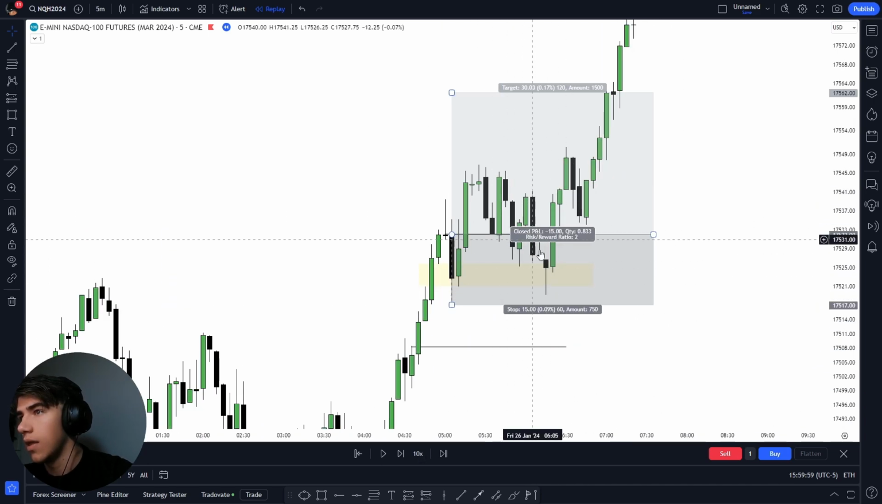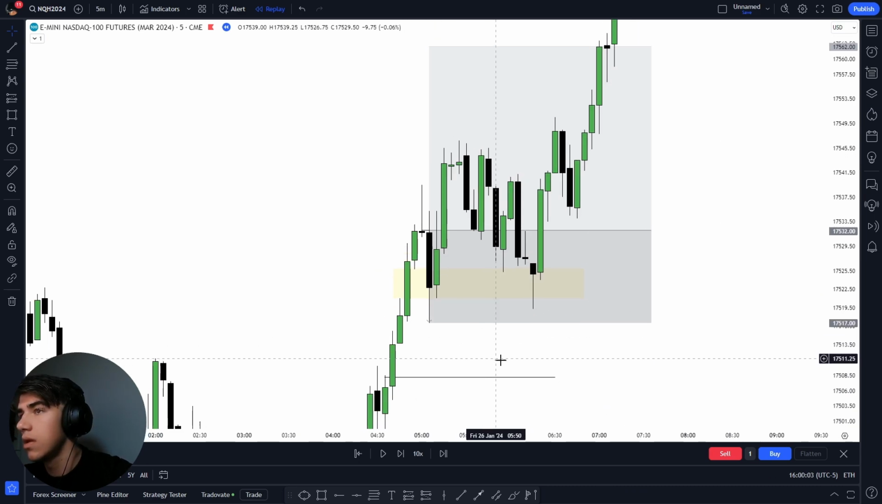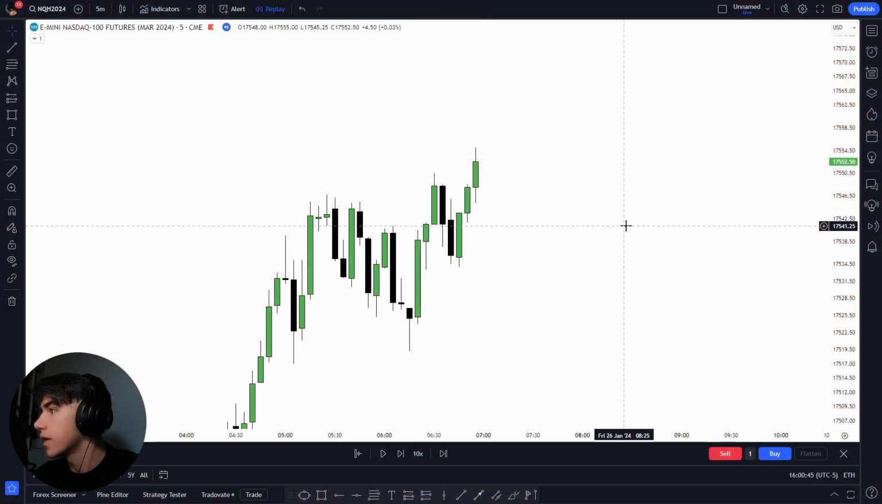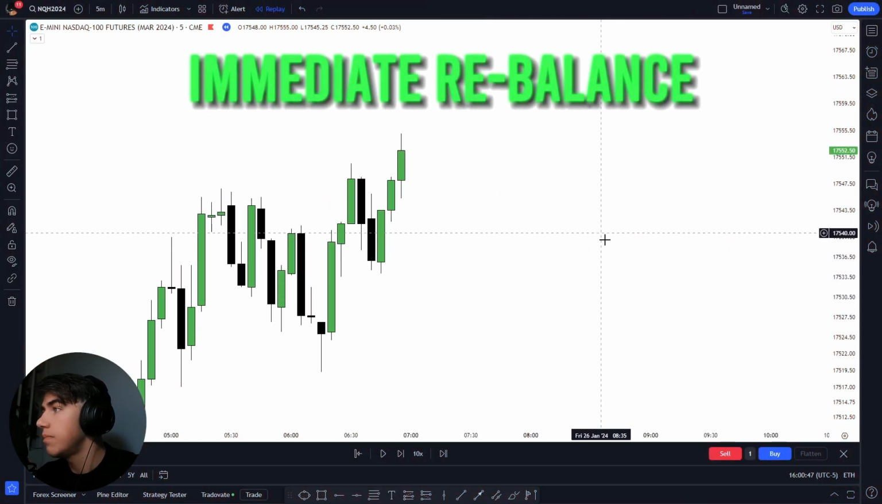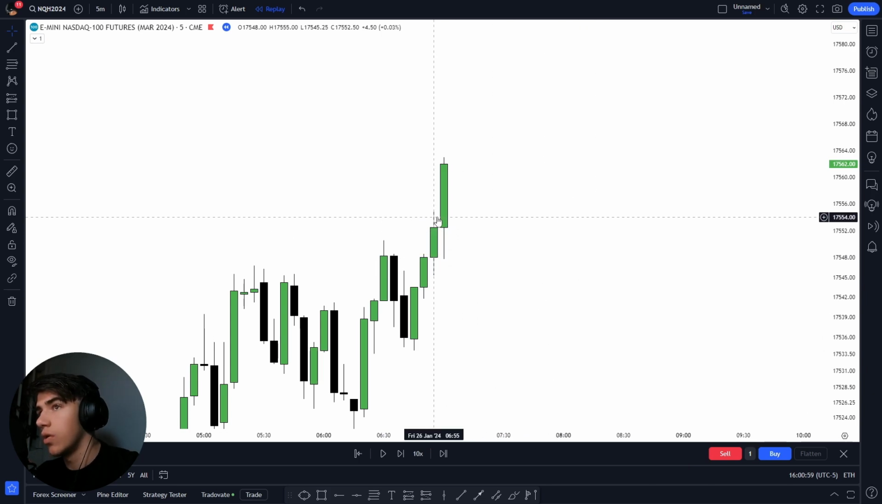So we come down, and a lot of people may be stressing, but remember, we put our stop loss here for a reason. And as you can see, the low held. And the next thing that we're going to be talking about is what we call an immediate rebalance. We'll see it right here. Price comes down, fills this right here, making sure that we can't create a fair value gap here, right? That is what we call an immediate rebalance.